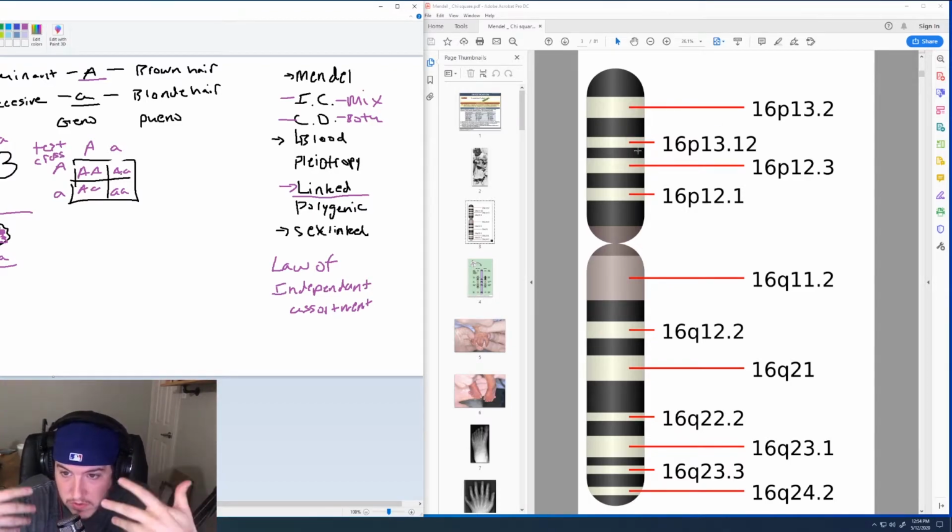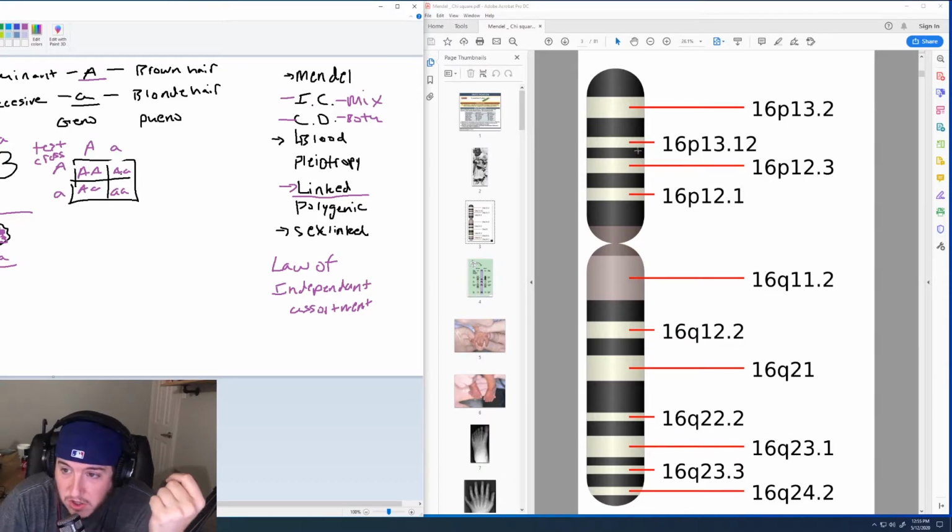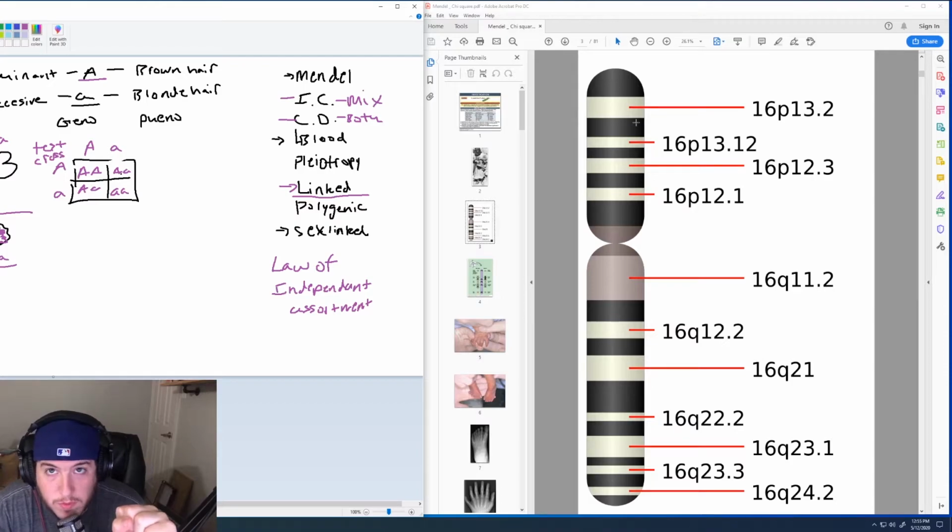Whereas, let's say the gene for skin color could be on a totally separate chromosome. So the skin color of a person and the hair color and eye color are, in this example, totally unrelated because they're on totally different chromosomes. But these two genes are linked together because of their location on the chromosome. Okay.